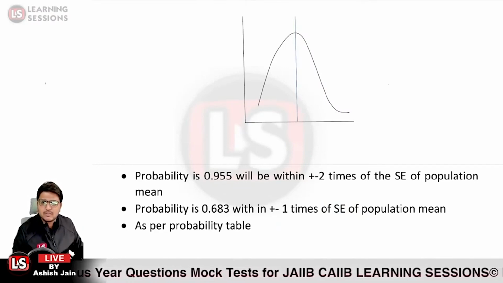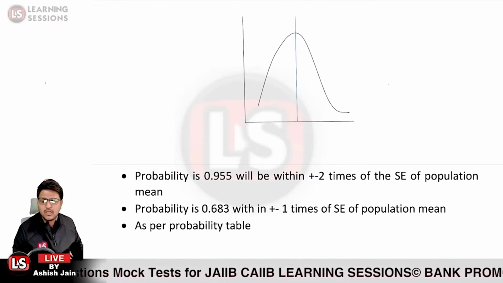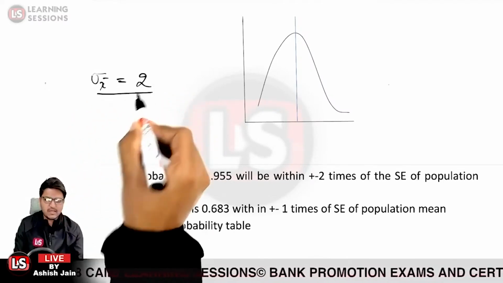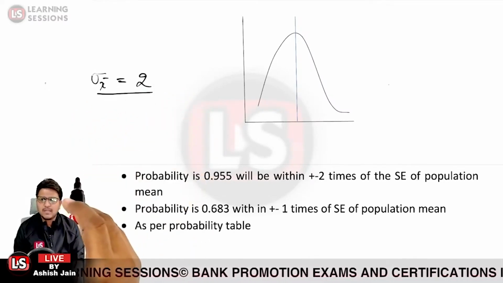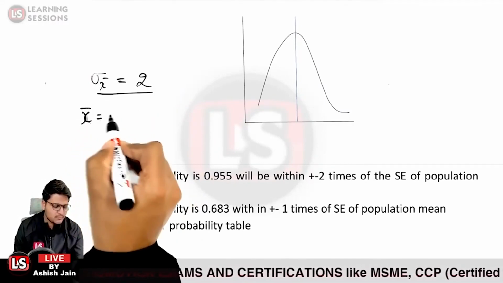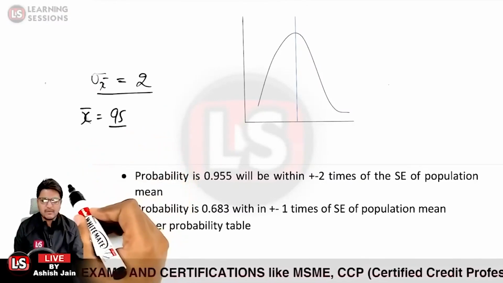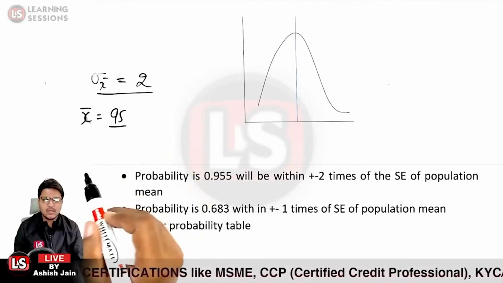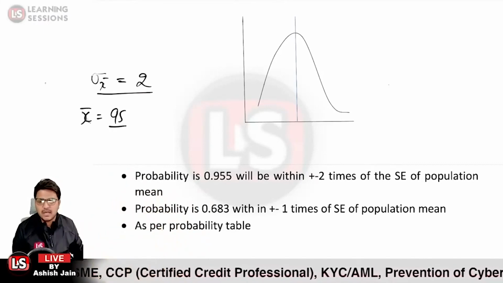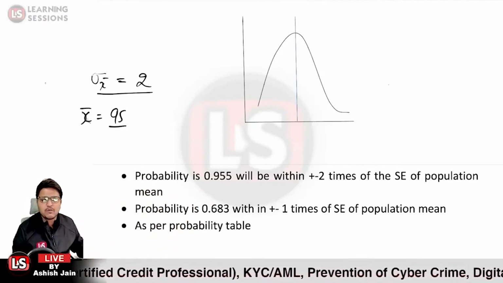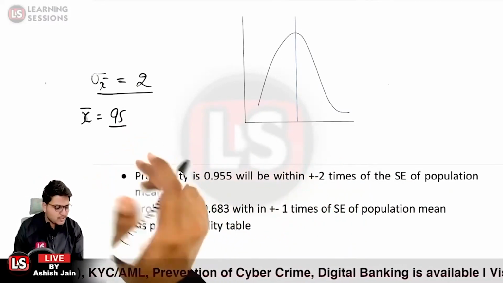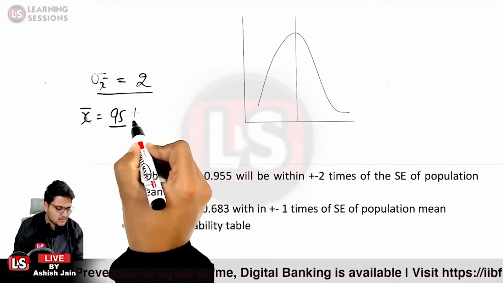It's quite simple. To understand this, let me tell you how it actually works. Let us take the case where sigma x bar is equal to 2, and let us consider that the sample mean, that is x bar, is equal to 95. In that particular case, the interval with 68.3% probability, where 68.3% of the values of the population would fall around the mean of this sample, will be 95 plus or minus sigma x bar.